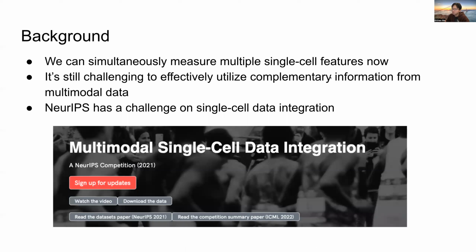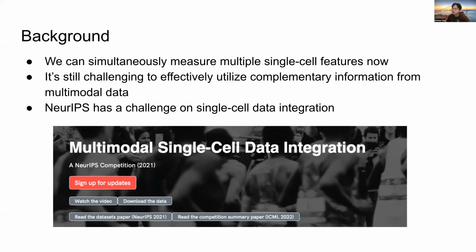Okay, some background about this paper. A caveat first: you need to have a basic understanding of what single cell data is, and you are also expected to know some basic knowledge about graph neural networks. Okay, with that being said, the background: with the advancements of single cell technology, we can now simultaneously measure multiple single cell features, but it is still challenging to effectively utilize the complementary information from multimodal data.